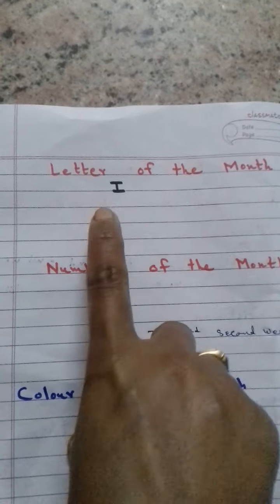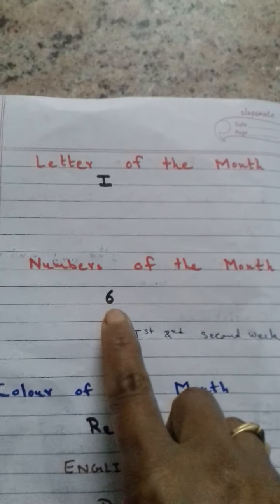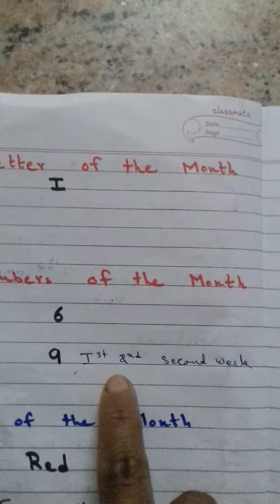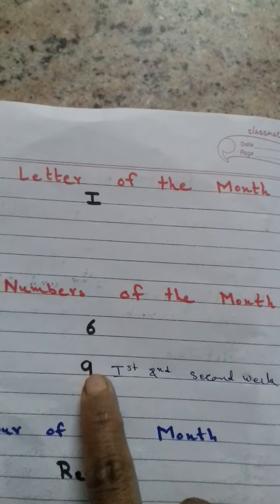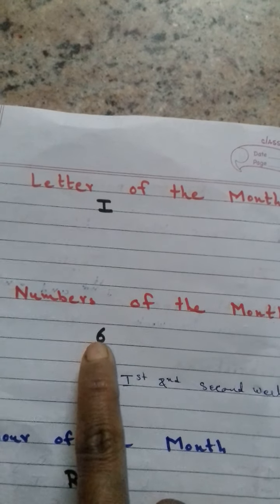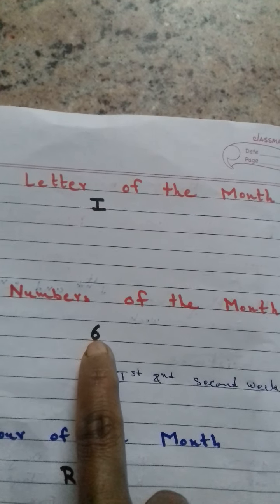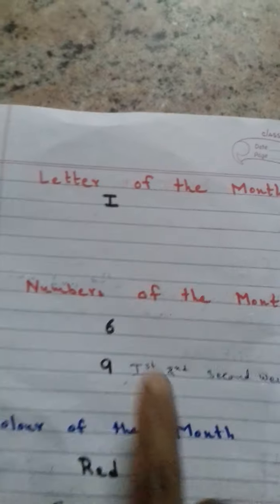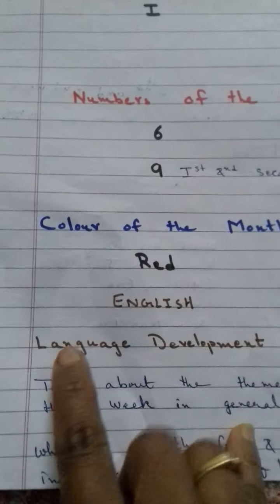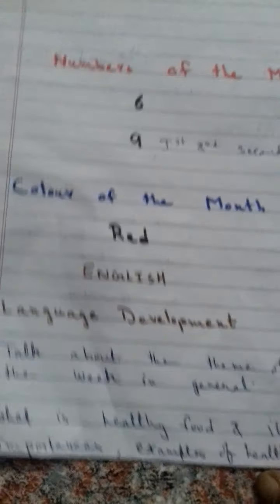Letter of the month is I. Numbers of the month are 6 and 9. In the first and the second week, we will teach the kids how to write 9 because 6 is a little difficult. So the later week we can teach 6. Color of the month is red.